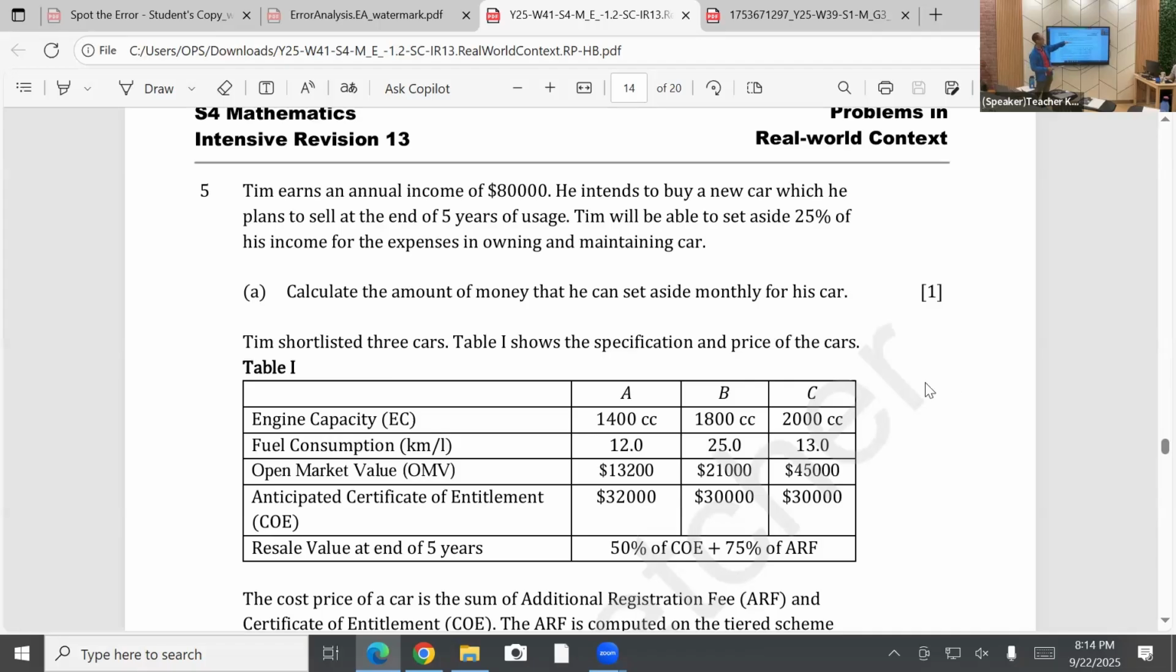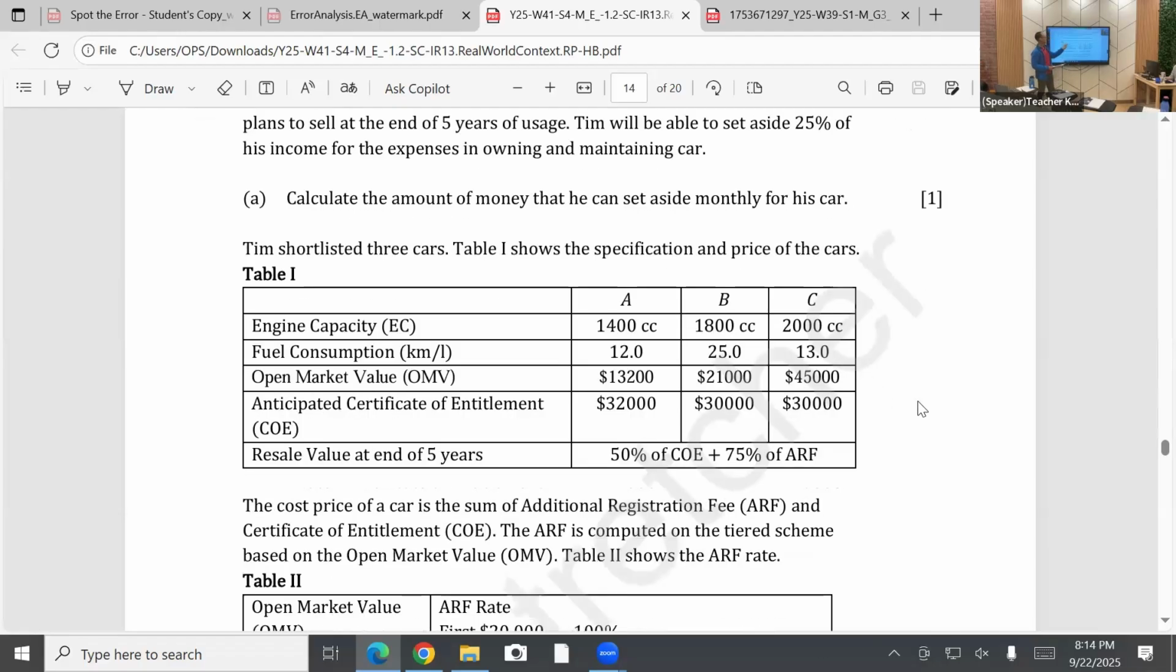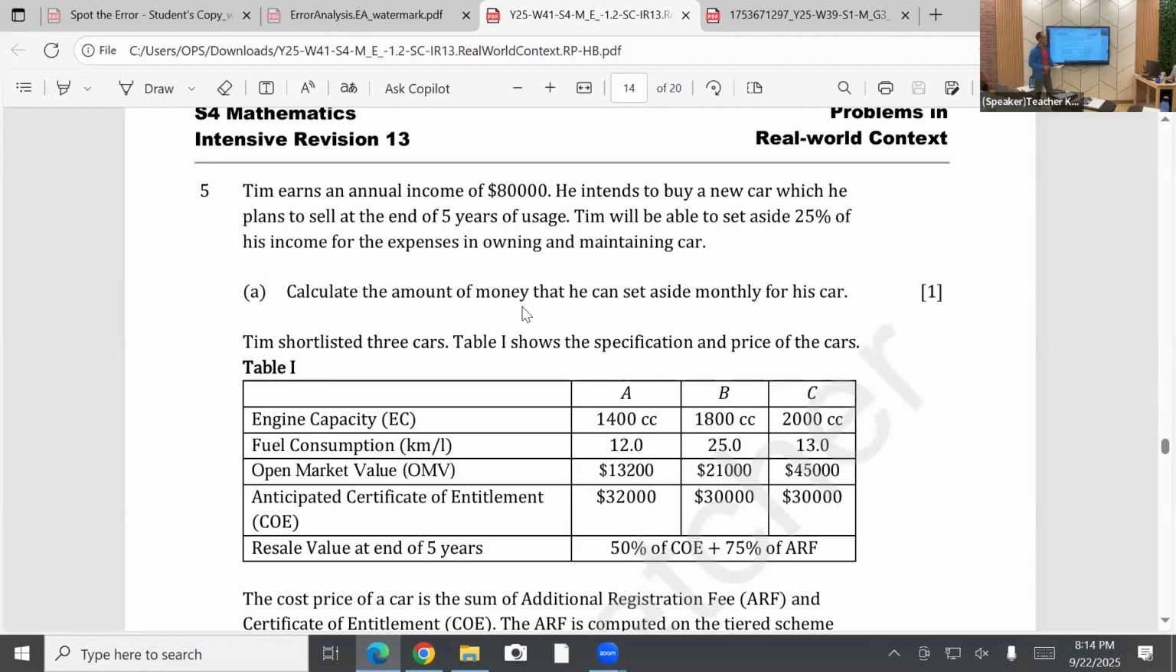Or it could be a case where part A will be related to part B, related to part C. So if you have something wrong here, it will be transferred over. That is what we mean by transfer error as well. If I transfer the error to the next part, it will cause the next part to have an error as well, and subsequently marks get deducted because of that, right? Okay, so maybe you can try and see if you can work on this first part, part A, and find out the amount of money that he can set aside monthly for his car.